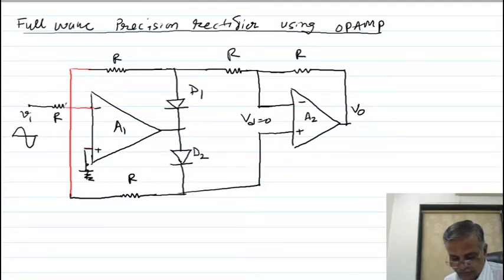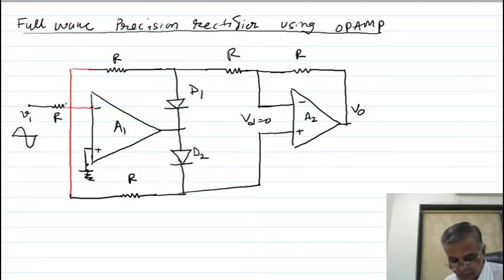Let us say your input is positive. If input Vi is positive, then at which point have you given the voltage? The inverting terminal. So this output will be negative. When this is positive, this output will be negative, and due to this negative, this diode will conduct and this one does not conduct. Please try to understand. This diode will conduct and this diode does not conduct.